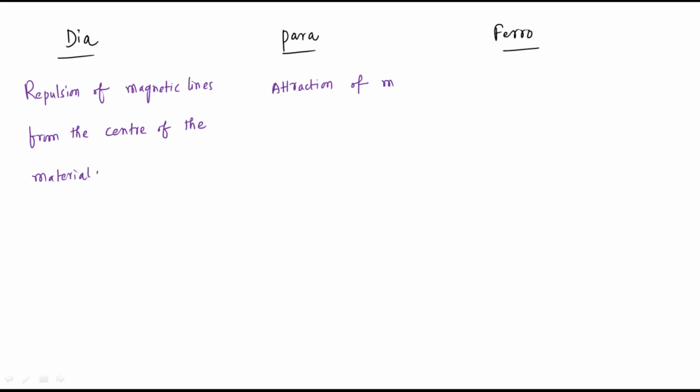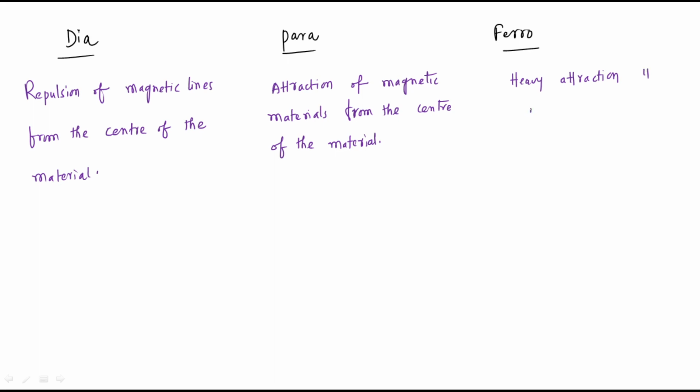from the center of the material. Like that, heavy attraction here, and you can write the remaining sentence: heavy attraction from the center of the material.